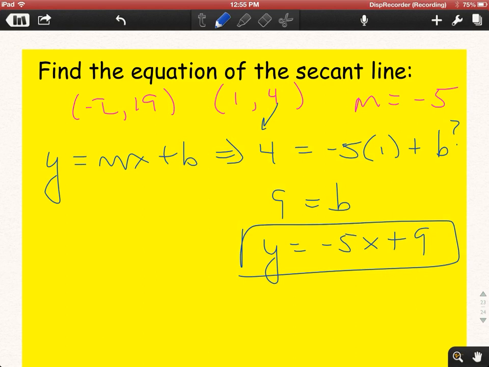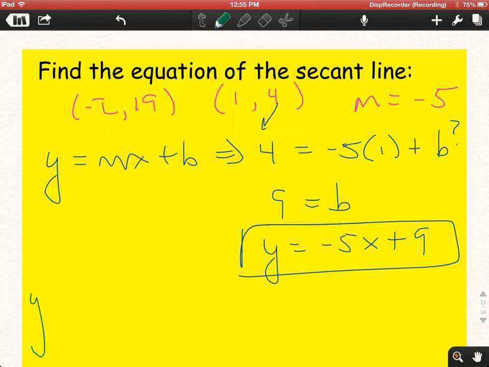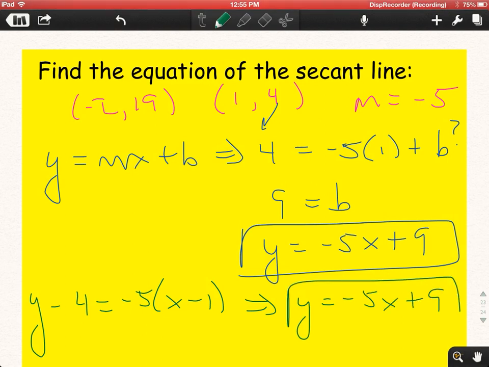And that would certainly be sufficient. To me, that's one of the easiest ways to do it. You could do point slope also. Do y minus 4 equals -5 times x minus 1. And then you could just manipulate that, and of course you'd get the same thing, -5x plus 9. So that's the equation of the secant line.